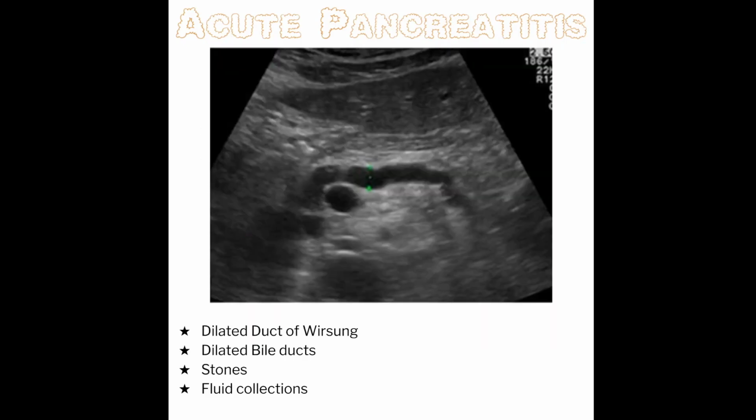Another picture here is showing a dilated duct of Wirsung. Remember, the duct of Wirsung is the main duct that runs through the pancreas. If we can see it on ultrasound, it doesn't mean that it's necessarily dilated, but it's not typically something we see in a normal pancreas. So if you see the duct of Wirsung, you might just want to put some calipers on it to measure it and make sure that it's still within normal limits. Some other things that we might see with acute pancreatitis, because it is so closely related to biliary disease, are dilated bile ducts in the area, stones at the head, and some fluid collections around the pancreas as well.